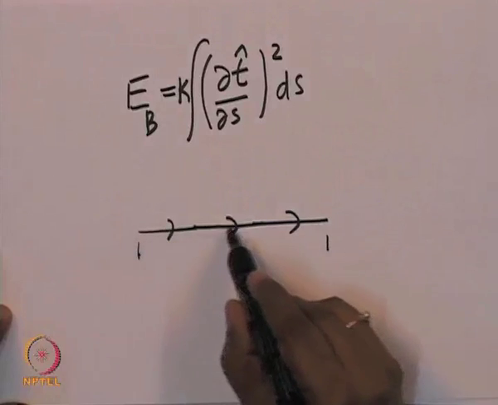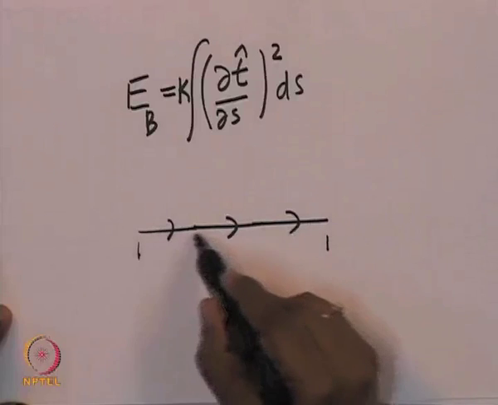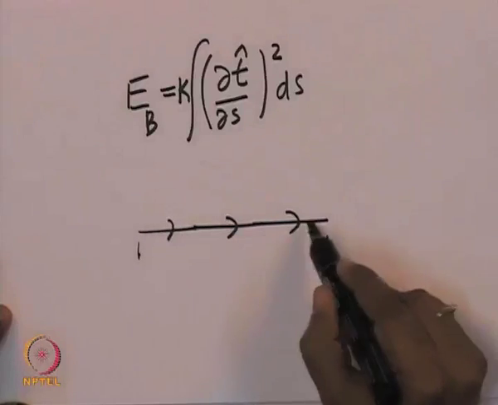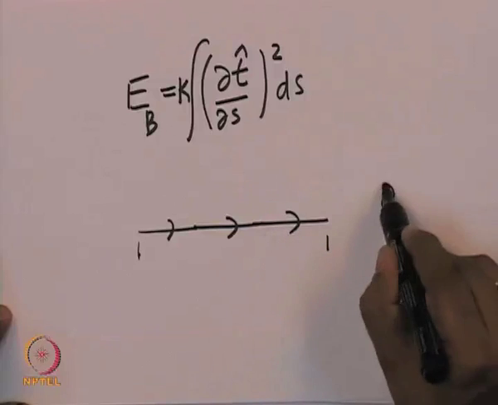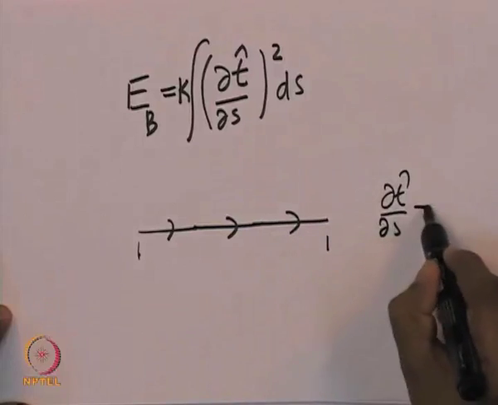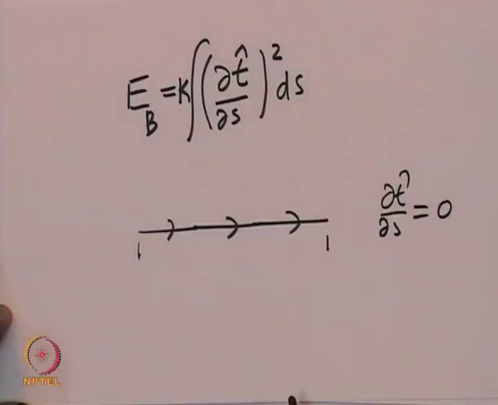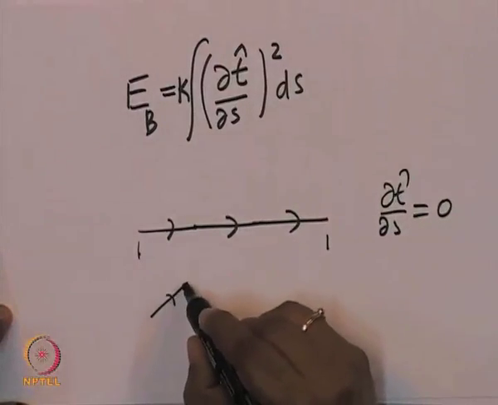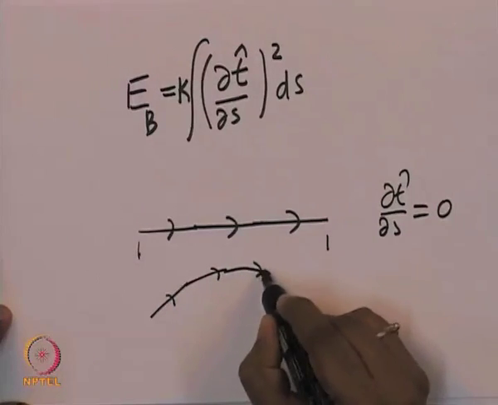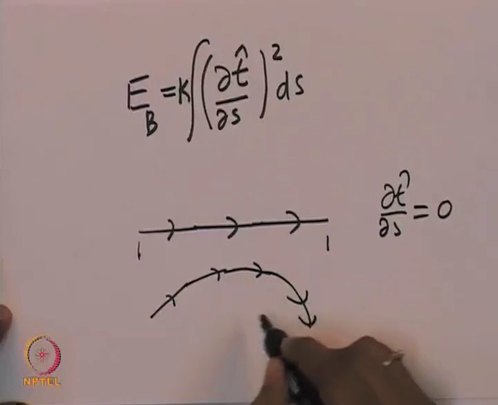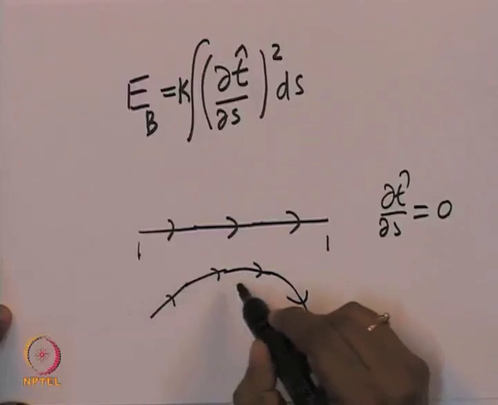So, as you go along the S, which is this distance, if the tangent vector does not change, then del t by del s will be 0. So, there the bending energy will be 0. On the other hand, if it is bent, the tangent vector would have changed.